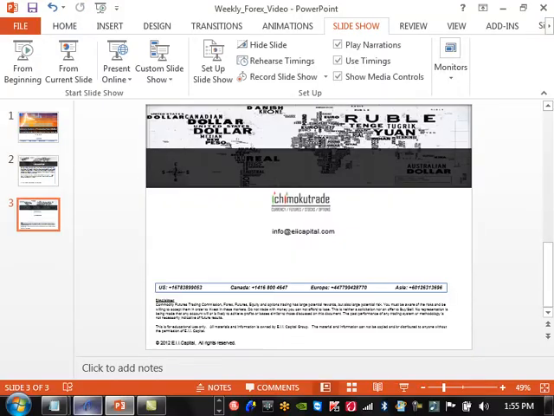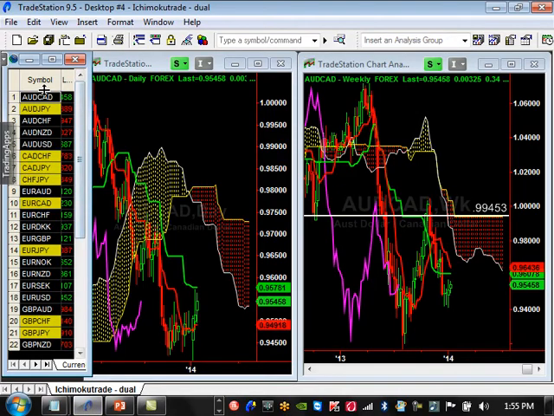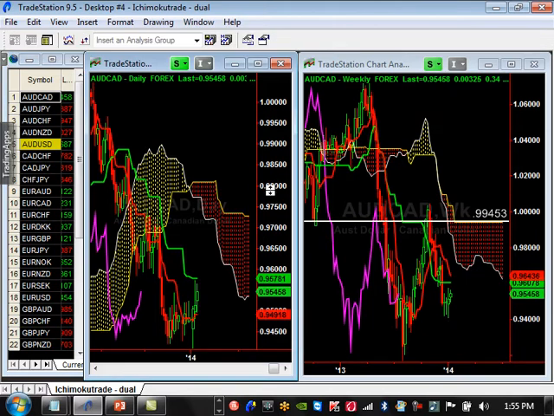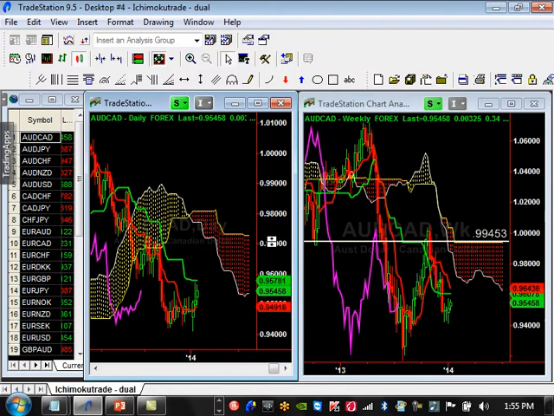Okay, so let's go straight to the charts. Remember, on the left hand side is the daily time frame, and on the right hand side is the weekly time frame. The first instrument we're going to look at is Australian CAD. You can see Australian CAD here on the daily time frame looks like it's bottomed out, finding support at roughly 94.50.